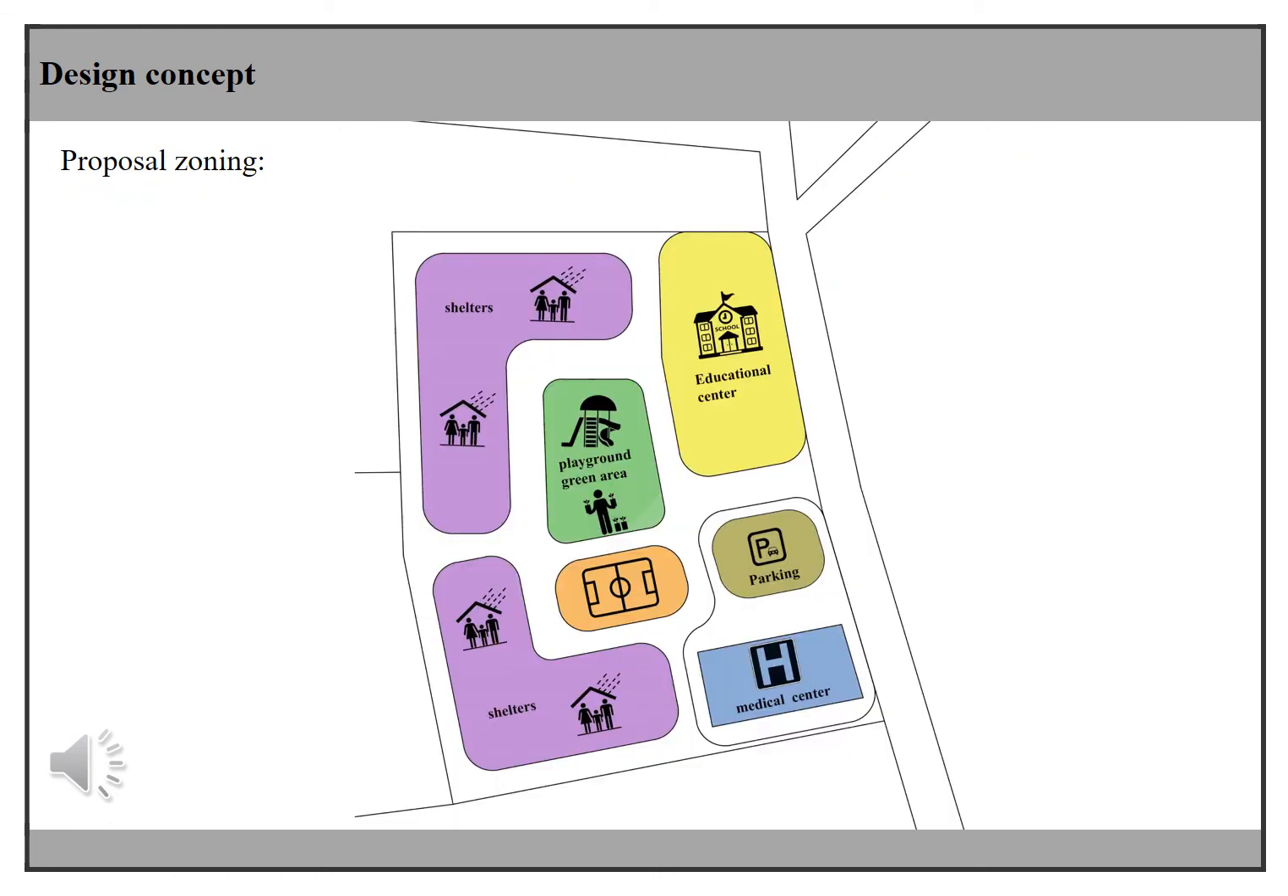We can see here the proposed zoning of the land and functions on the refugee camp. We can put the shelters on the side, and at the entrance we can put the education center and the medical center, and in the center of the land we can put the playground area and green area, to use for agriculture, as this is a somewhat agricultural area in Lebanon, and it should have a sport court that could help refugees.